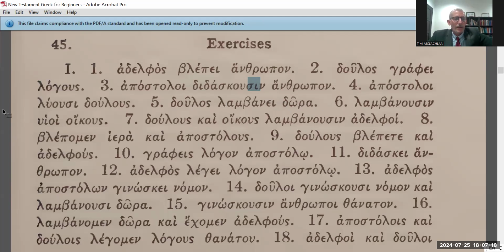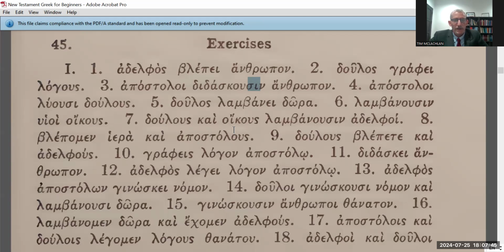Lambanusen, kuioi, oikus. So here again we have to receive, and it's third person plural, and that fits with here, this is plural. Okay, so these are the sons. The sons receive, what are they receiving? Houses, sorry. Okay, so oikus, and again this is plural.